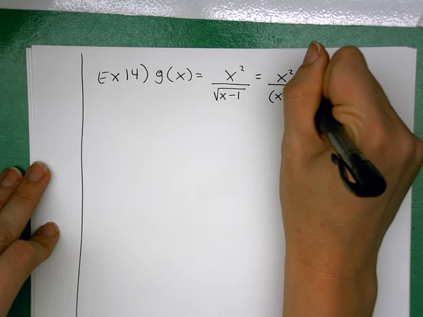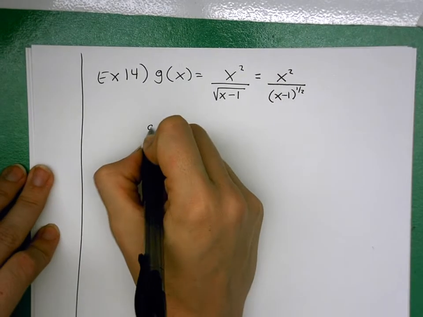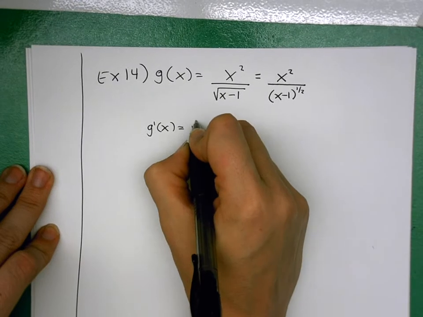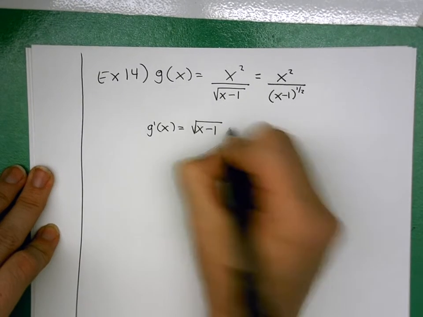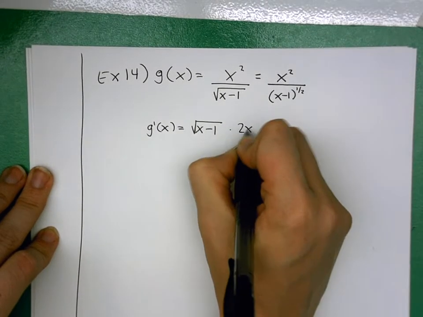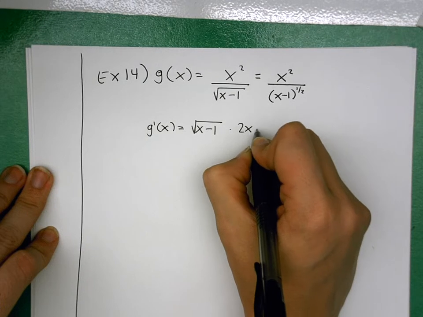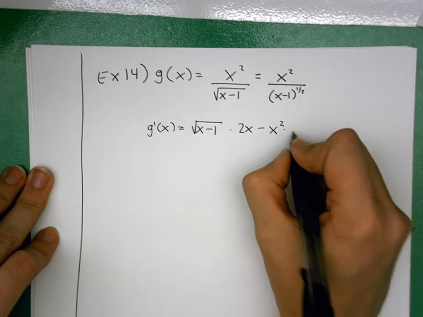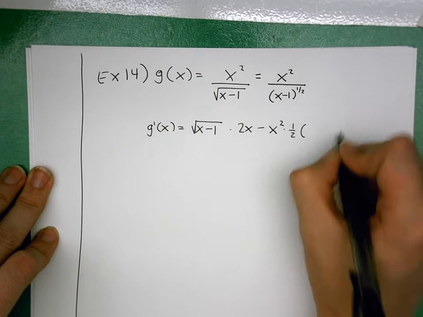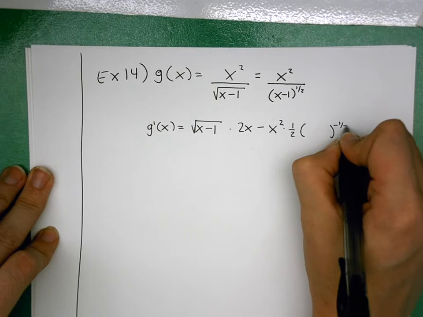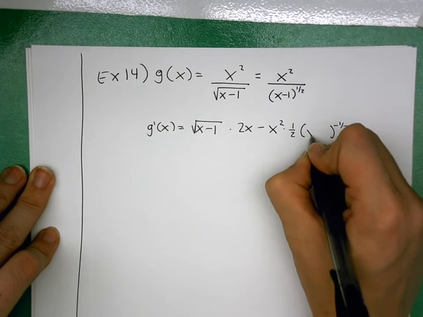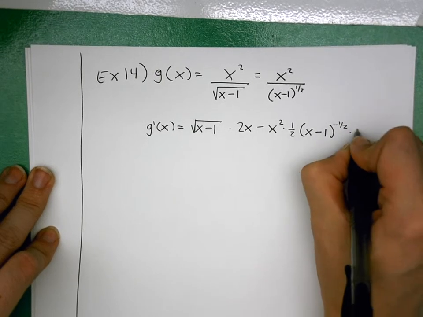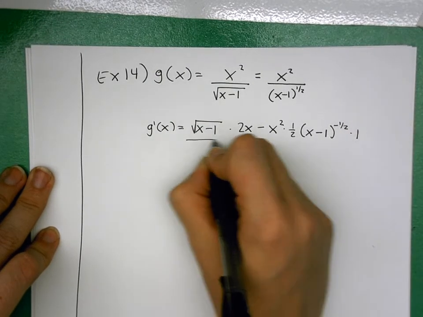So quotient rule, we have our low, that root x minus 1, d high, derivative of x squared is 2x, minus high, which is x squared, d low, dropping that 1/2, subtracting 1 from the exponent, leaving the g of x as g of x, and then times the derivative of g of x, all over low squared.